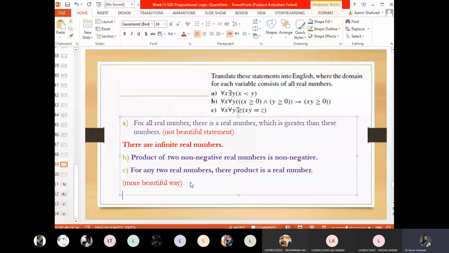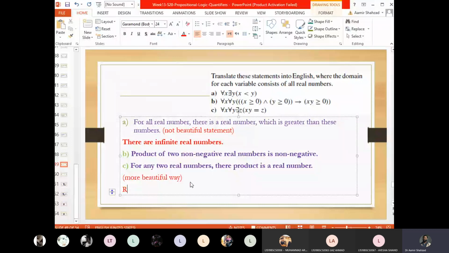So we can express it as: real numbers are closed with respect to multiplication. So it's a closure property of real numbers. Whenever we multiply real numbers with each other, we will get a real number. So real numbers are closed with respect to multiplication.